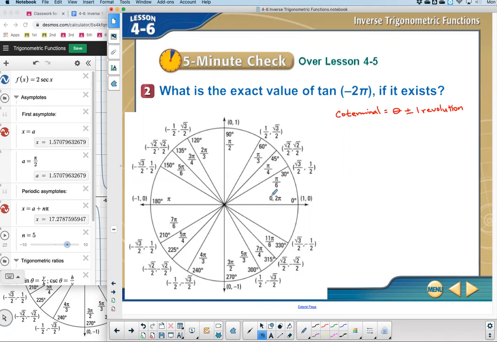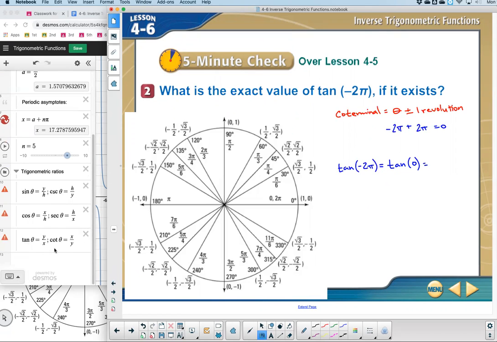So in this one, I'm in radians, so I'm looking at radians. -2 pi is not on there because it's too small. So what I would do is I would take my -2 pi and I would add the revolution. And so 1 full revolution is 2 pi. -2 pi plus 2 pi is 0, which means tangent of -2 pi is going to equal the tangent of 0. And we'll discover what that is once I remind you that tangent is y over x.